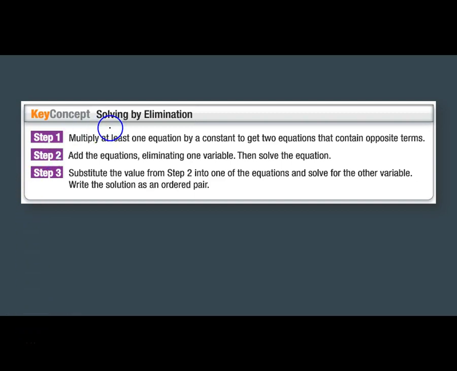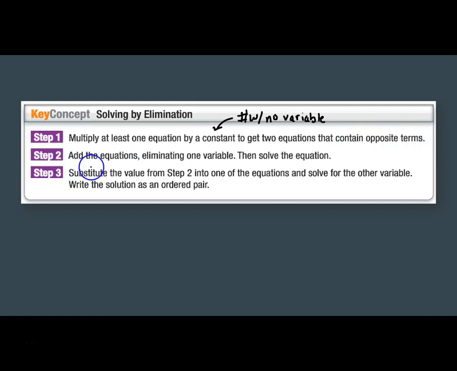Alright, so let's go over this key concept. Solving by elimination. We have 3 steps. The first step is to multiply at least one equation by a constant. Remember, a constant is just when we have a number with no variable. So I'll make that little note. Number with no variable. To get the 2 equations that contain opposite terms.